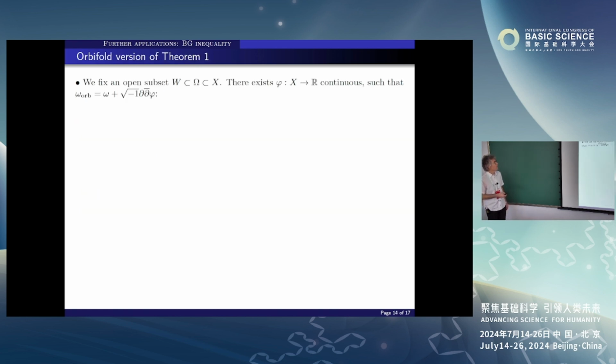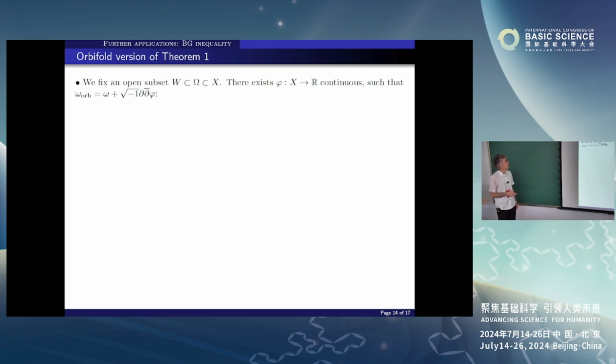Okay, so we want the so-called orbifold version of theorem 1. This is exactly what I will explain next. So let's consider an open subset W in omega. W is already fixed, right? So those are the bad guys, the singularities about which we don't know anything.